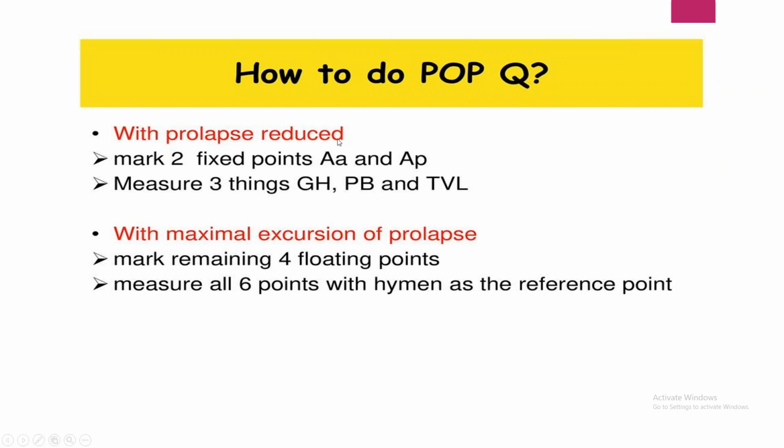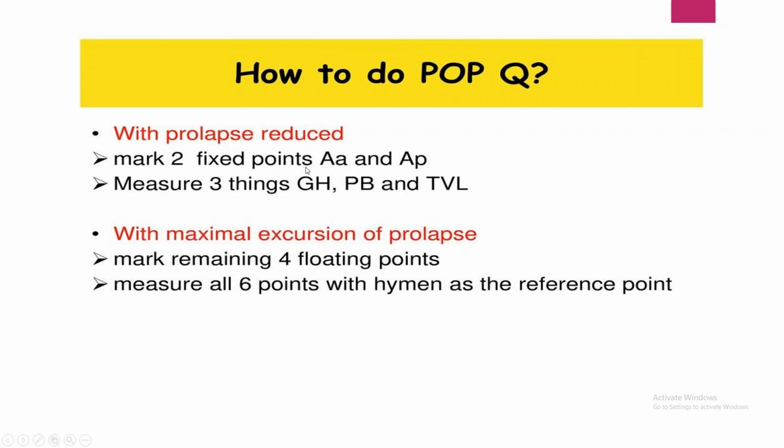So now, how are we going to measure all these points? When the prolapse is reduced, we have to measure 3 things, remember well: genital hiatus, perineal body, and total vaginal length. We will be doing these with reduced prolapse. Now see, they have given here mark 2 points, not measure. So we have to mark the points AA and AP.